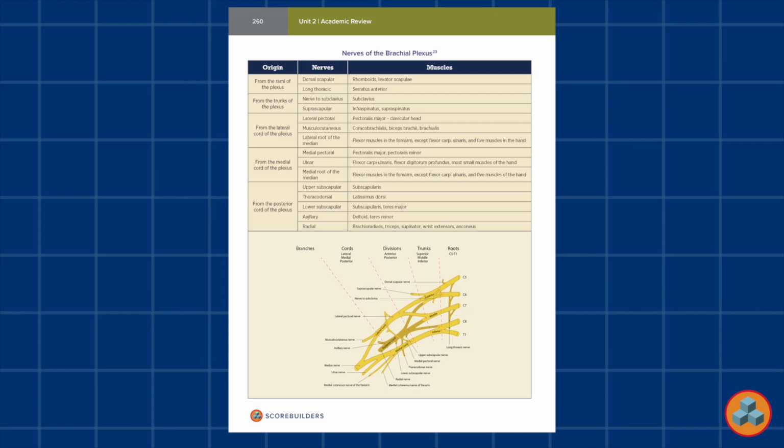Academic focus area. Looking to review related academic content? Check out page 260 in PT Exam: The Complete Study Guide.